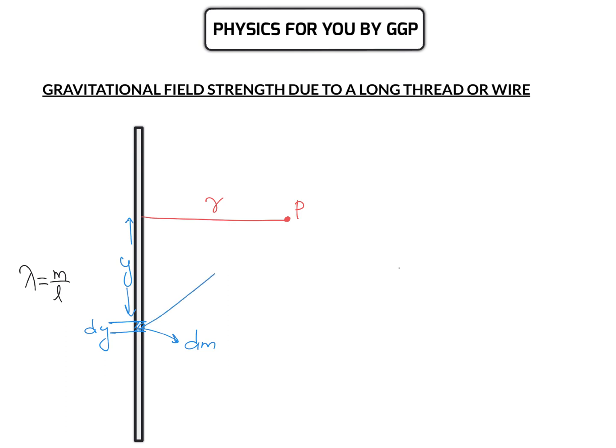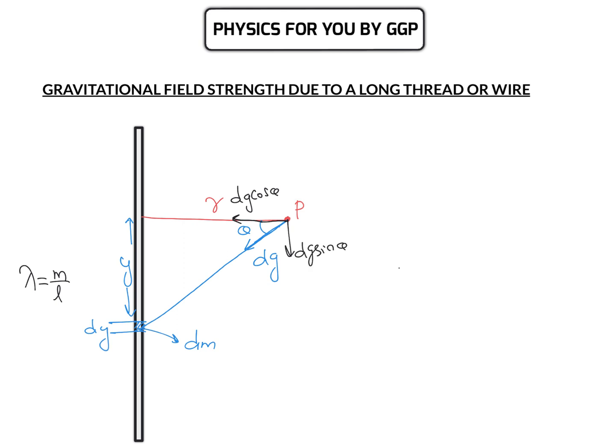Due to this small element of mass dm, the gravitational field will be along this direction. Let's say this gravitational field is represented by dg, and it makes an angle theta. We can resolve this dg into its components. The component along this direction is dg cos theta, and this component we can take as dg sin theta.